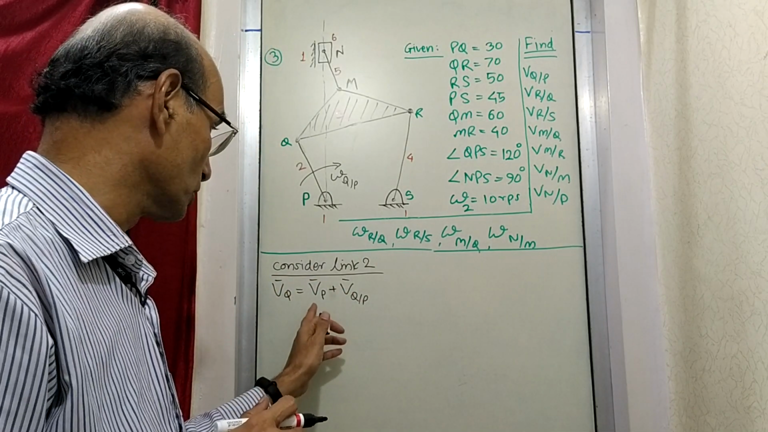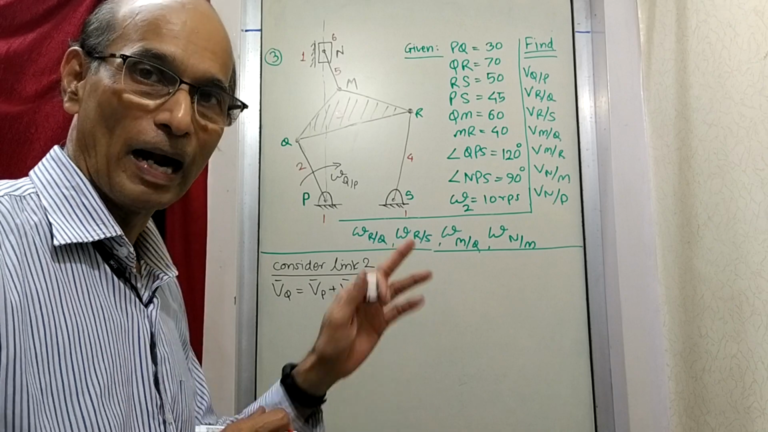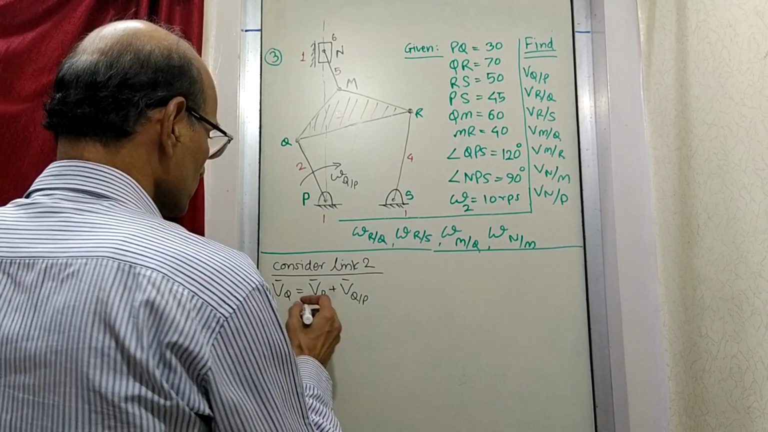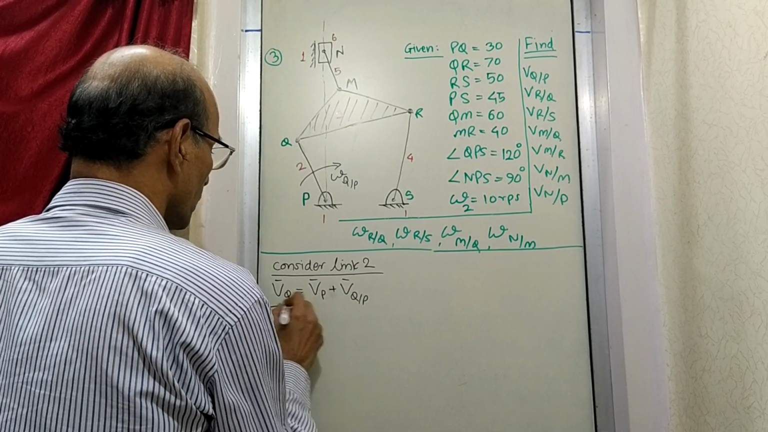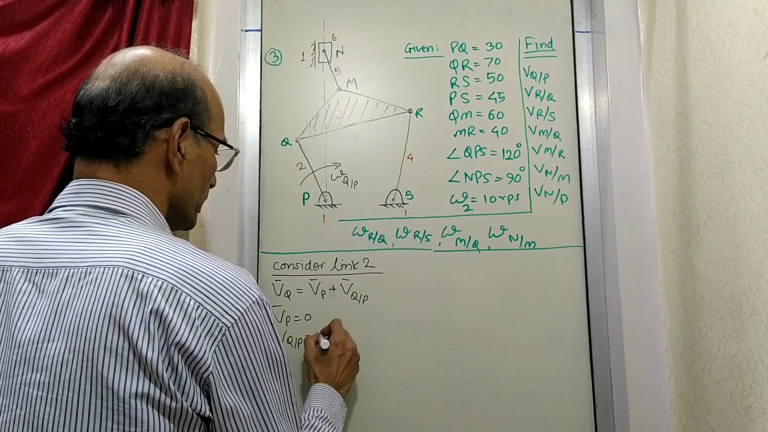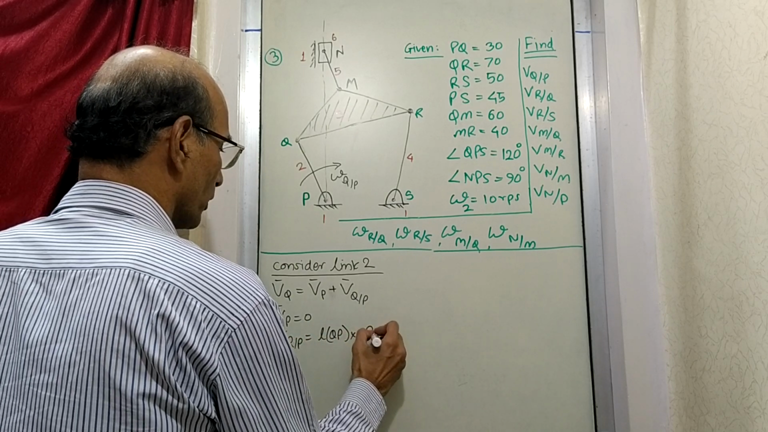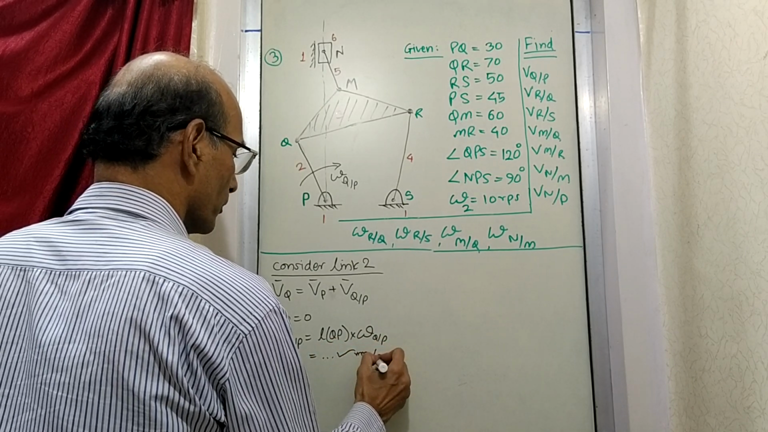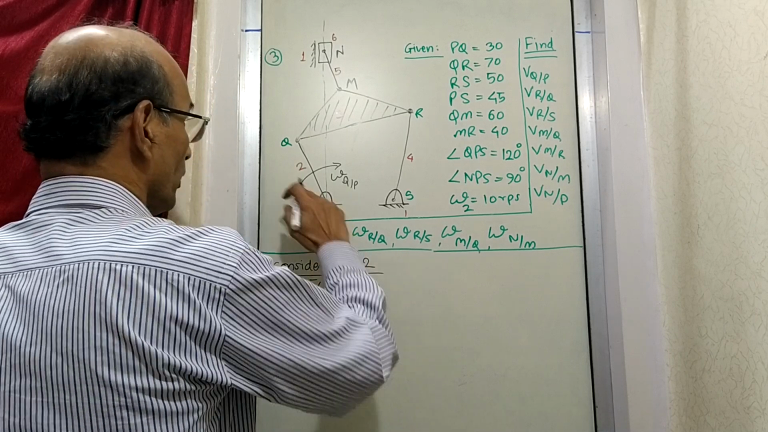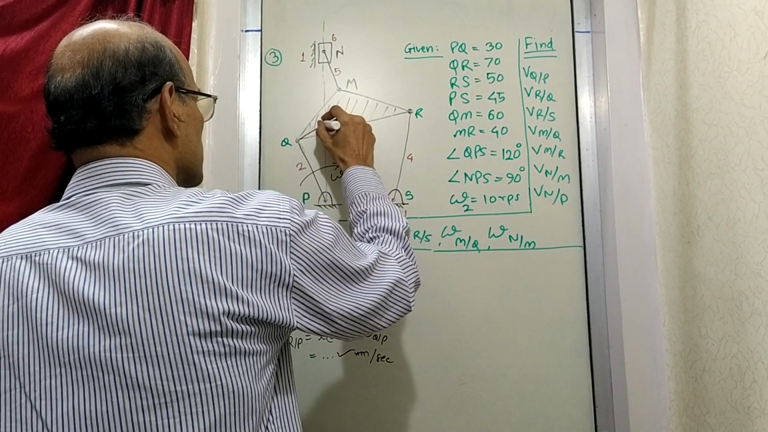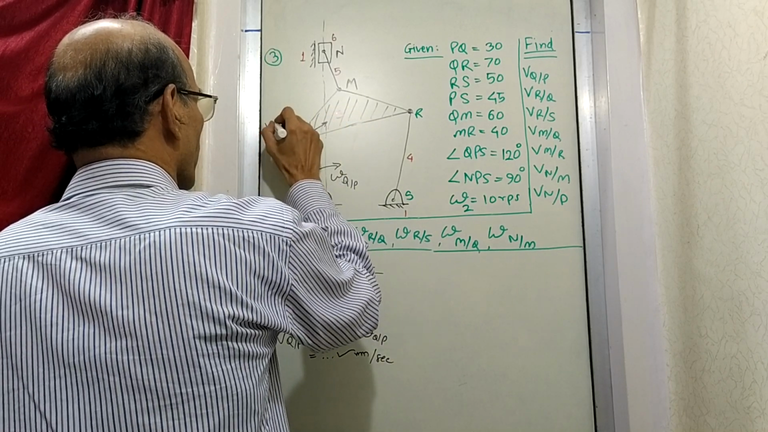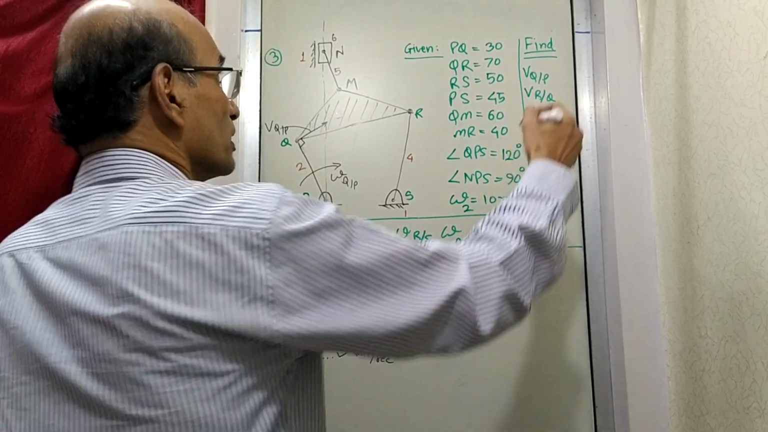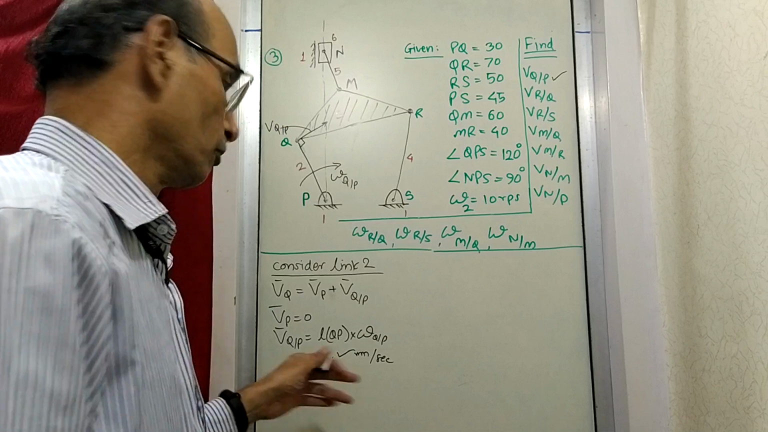Remember, this is a vector equation. These numerical values you will not be able to add. In this case this is 0, so there is no problem, but otherwise this is not to be added. Now Vp is 0 and Vq relative to P is length QP into angular velocity of Q with respect to P. This value is known. Velocity of Q with respect to P will come like this, perpendicular. So we have found out this.